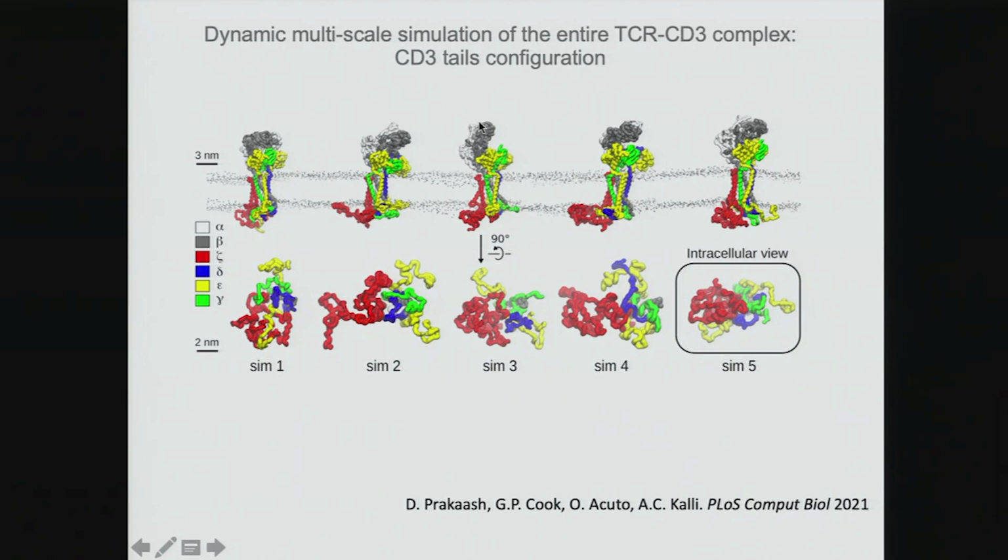Sometimes it's in this position, sometimes more, so essentially the receptor is moving. Also the ectodomains, if you look carefully, that you see in yellow, so the ectodomains is this part of the receptor outside, okay, and also in this part, the CD3 subunits and the constant regions of the alpha beta, and also for each configuration, they're slightly different, okay.